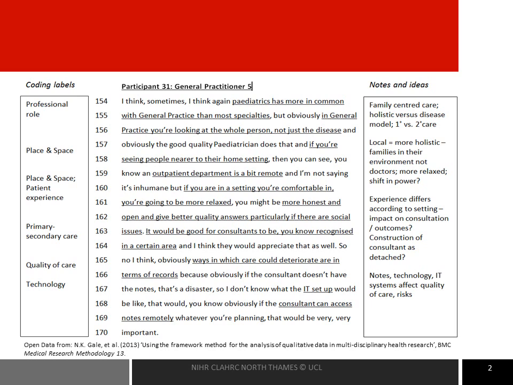The right-hand margin has been used to record more detailed notes and ideas, for example, questions to bear in mind as more interview transcripts were analysed. So in relation to technology, a note has been made that IT systems affect the quality of care, which is an idea that could be explored further when analysing interviews with other stakeholders.